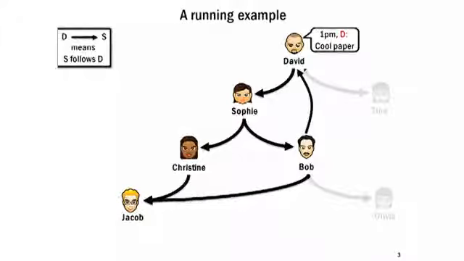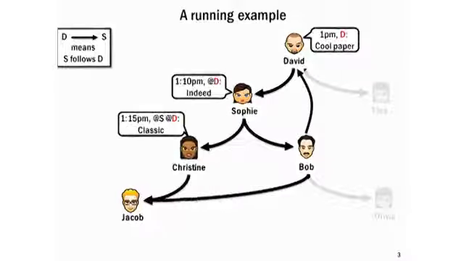For instance, David may tweet about some information at 1 p.m., saying that this is a cool paper, and then Sophie responds to it and agrees with David's tweet. Then this information might propagate further down to the followers of Sophie. For instance, Christine may also tweet about it. In this information propagation process, the source of the information, which is David, is explicitly acknowledged in all these tweets and retweets. And Jacob now sees the information and retweets again.